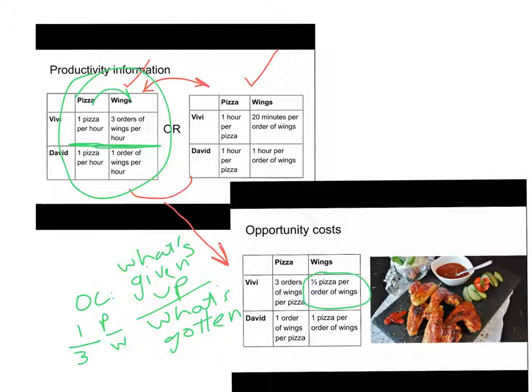Now, if we wanted to go here, let's think about this. 1 hour per pizza, 20 minutes per order of wings. So if she gives up, again, we'll do what she gives up. Let's just say she gives up 1 pizza, and what's she going to get? Well, she's got an hour that she's moving over into wings, and it takes her 20 minutes per order of wings. She'd get 3 orders in an hour, given she's moving 60 minutes over there. So again, 1/3 of a pizza per order of wings. So you can get it off the tabulated information in either form.